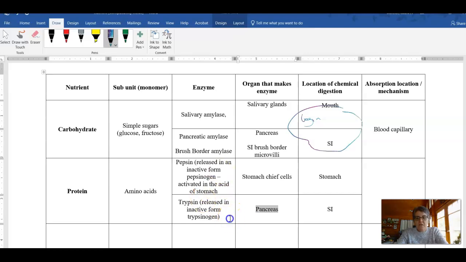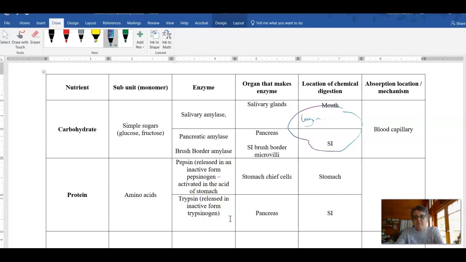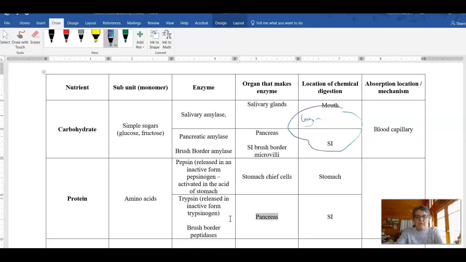And of course, we also will have the brush border peptidases, made by the small intestine brush border microvilli. All of this is in the small intestine, and amino acids also get absorbed in blood capillary.